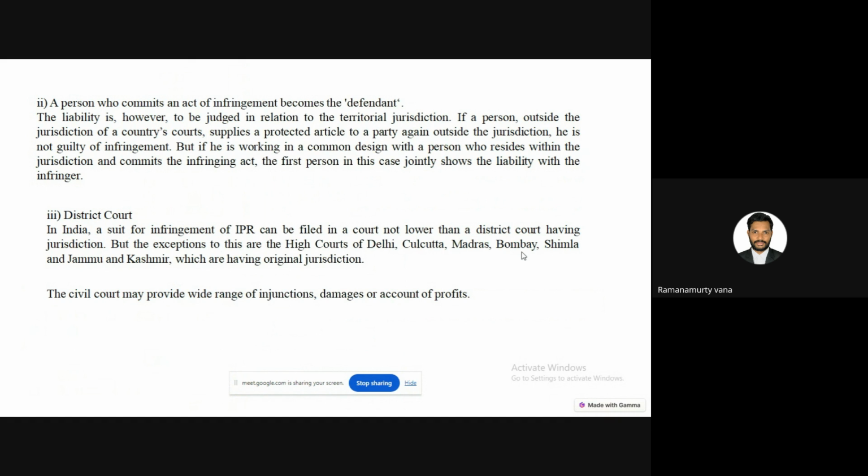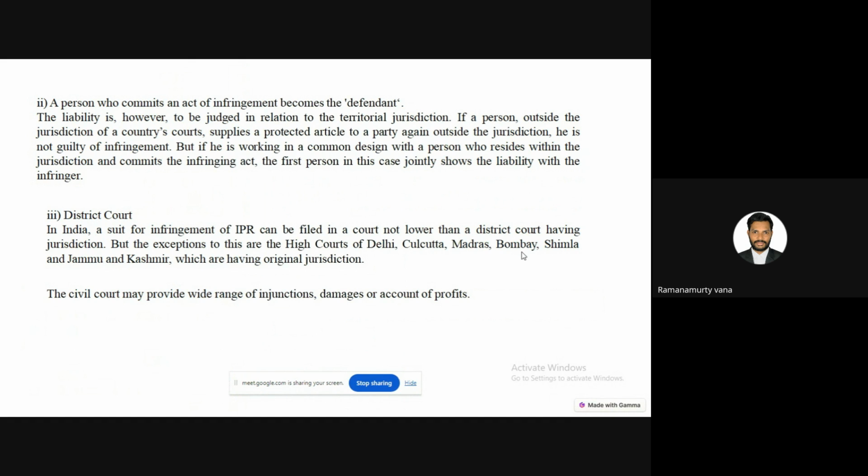for one particular copyright material, the material is protected by copyright. In India, if anyone, without the authorization of the true owner, makes many copies, it comes under infringement. But if a person outside India makes the copies outside India and sells them to another person also outside India, there is no guilt of infringement according to territorial jurisdiction. But if he is working in a common design with a person who resides within the jurisdiction and commits the infringing act, the first person shares liability jointly with the infringer.